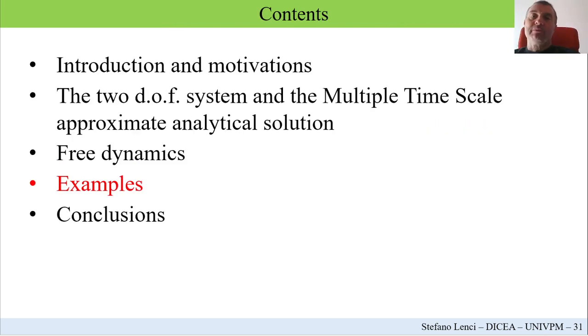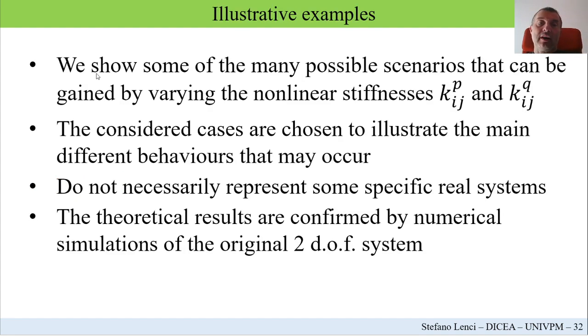Okay, let's go to some examples. These examples are aimed to show the many possible scenarios that can be obtained by varying the nonlinear stiffnesses, quadratic and cubic. The considered cases are chosen to illustrate the main different behaviors that may occur, but not all of them, only the main ones. The considered stiffnesses do not necessarily represent any specific real system, but can be expected to be used in new real systems, tailored exactly to get that behavior. And the theoretical results are always confirmed by numerical simulation of the original two degrees of freedom system, so that we believe that these results, even if they are obtained by an approximate solution, really happen.